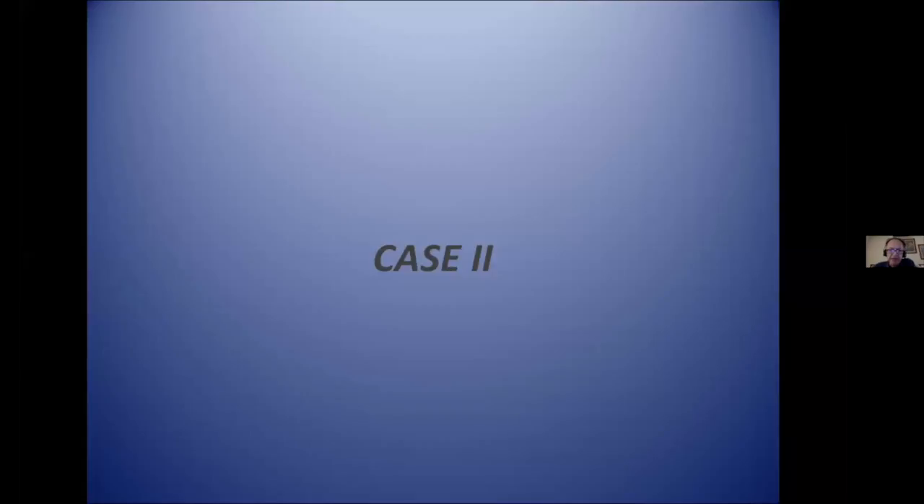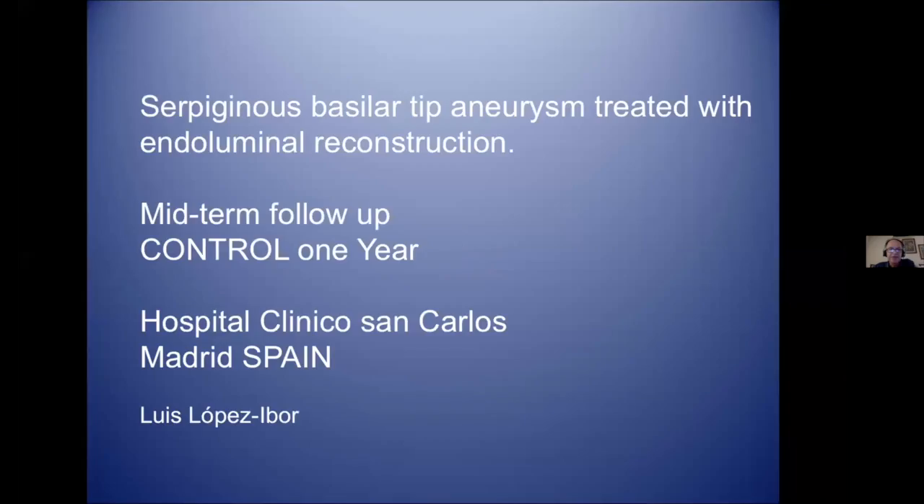It's a particular case. I think like you have this case. It's a serpiginous basilar tip aneurysm treated by endoluminal reconstruction. What is endoluminal reconstruction? It's a stent, but no flow diverter. It's overlapping stent. I place 7 Leo stents.